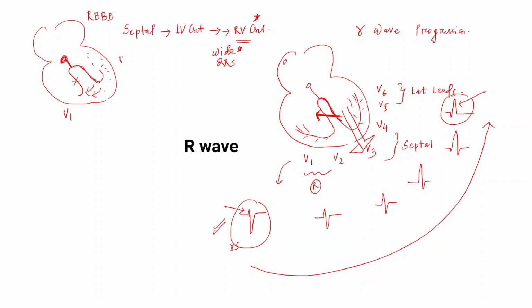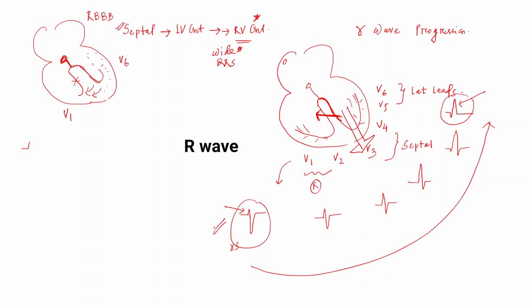This is V1 here, this is V6 here. So the first event is the septal depolarization. Septal depolarization is happening from the left to right, like a normal heart, so it will produce a positive wave in V1.